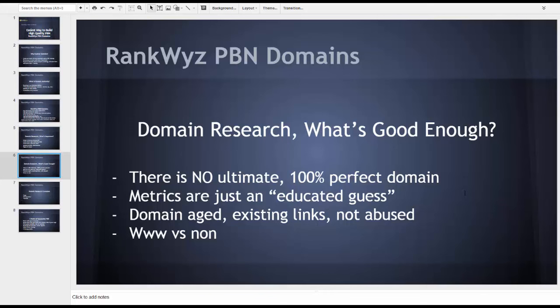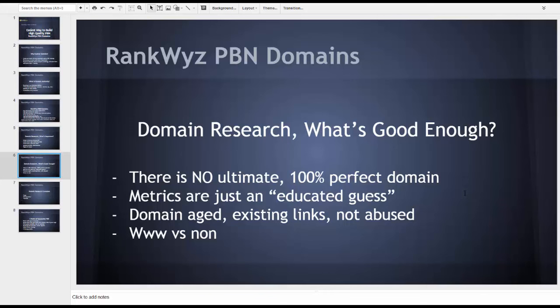What's good enough? I've mentioned this a couple of times, so I will just tell it again. There's no ultimate 100% perfect domain. So if you spend days and days researching a domain, just forget about it. There's only a good enough domain. Domain metrics are only part of it, kind of a starting point for your site when you build on this expired domain. So you acquire some of these existing links, and there's no perfect domain.